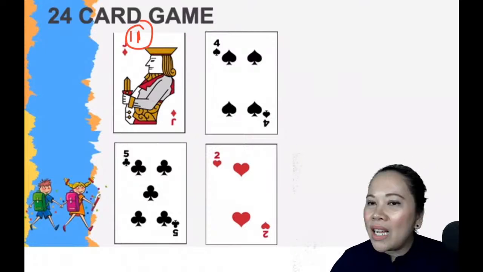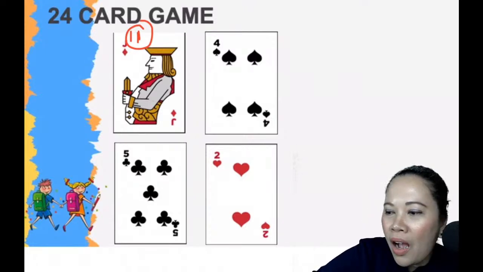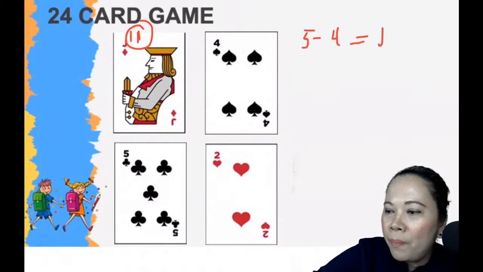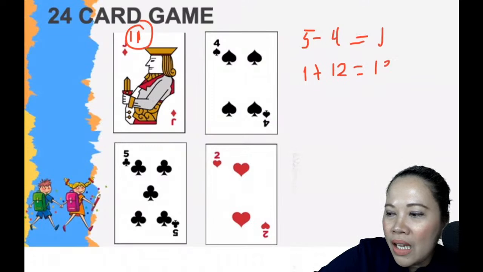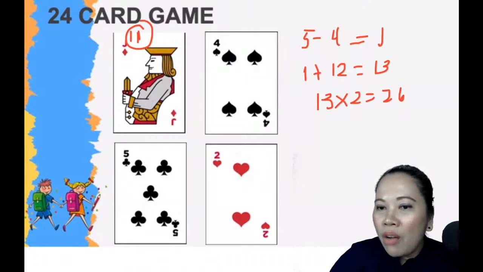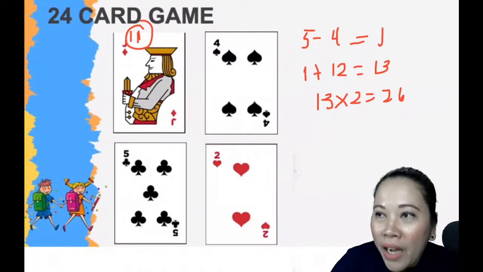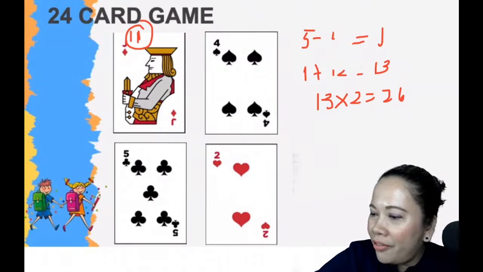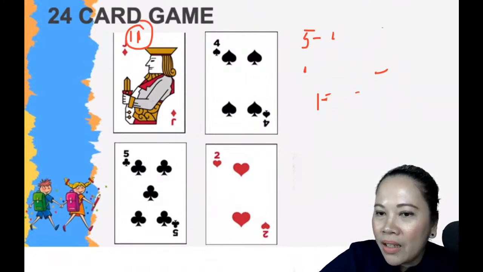Okay, Maha Blanca got it. 5 minus 4 is 1. 1 plus 12 is 13. 13 times 2 is 26. 5 minus 3.